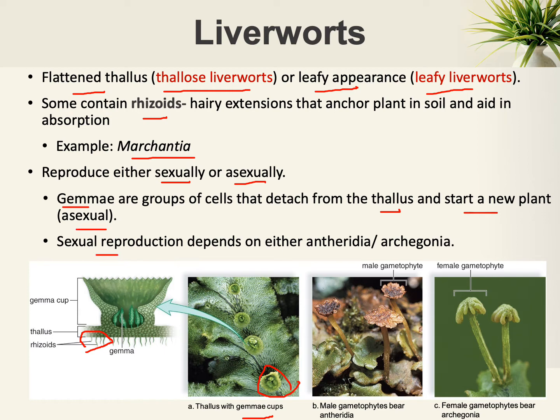In sexual reproduction, they depend on either the antheridia, which is the male gametophyte, here, or the archegonia, which looks like this. This is the female gametophyte. In your lab, I think you would have to draw these two examples, the antheridia and also the archegonia. That will be in your lab 7 part 2.